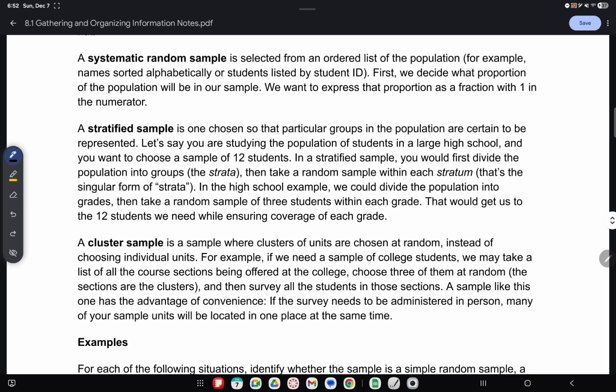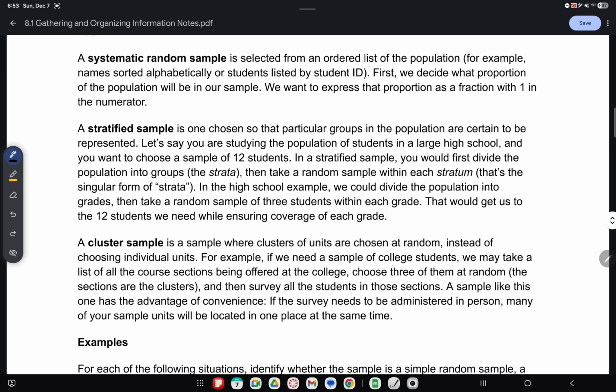A stratified sample is one chosen so that particular groups in the population are certain to be represented. So let's say we're looking at a large high school and we want to choose a sample of 12 students. For the stratified sample, we're going to divide them into groups called strata and then take a random sample within each stratum. So in the high school example, we could divide it into grade levels, so 9th, 10th, 11th, 12th.